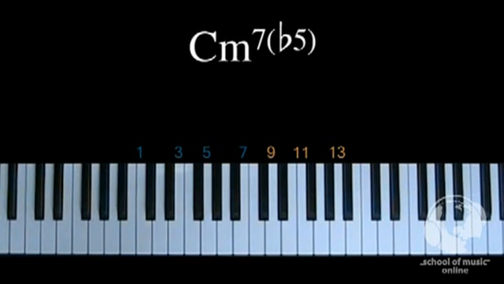Okay, so let's start by getting our C minor 7. So there's our C minor 7. Now the alterations for this chord are simply telling us just to change the 5 into a flat 5. So we flatten this 5th, and there we are. That's a C minor 7 with a flat 5. Alterations really aren't that hard, are they?